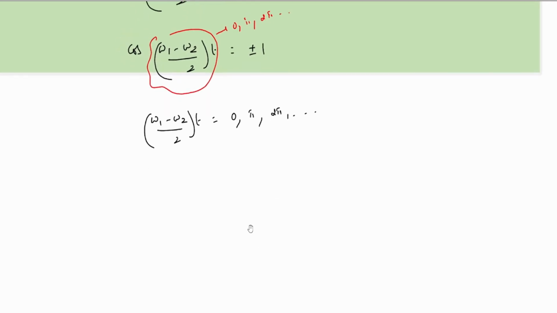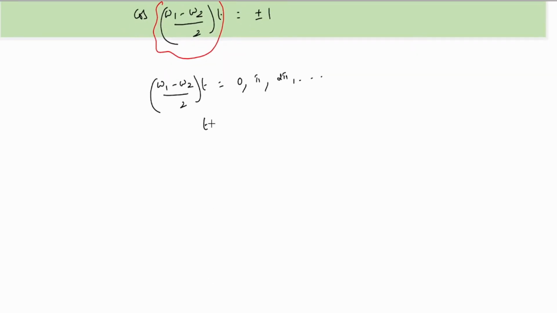From here we can write what the time period would be. The time interval would be 0. Next, you need to bring this down, it will be 2 pi by omega 1 minus omega 2. Next it will be 4 pi, that is, take 2 on top, it becomes 4 pi, bring omega 1 minus omega 2 down. So what we get would be 4 pi by omega 1 minus omega 2, and it keeps on going.